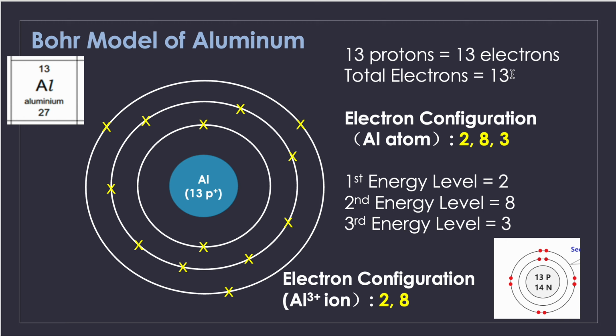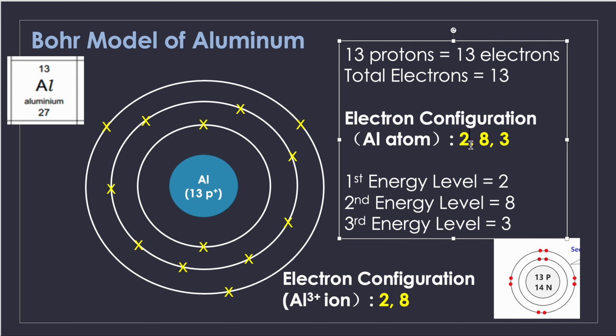You just follow the sequence 2, 8, 8, 2 until you complete 13. So you have 2 maximum, then 8, that's going to give you 10, and it's also a maximum, but you still need 3 more. So you just move on and do 3. That means that this atom has 3 energy levels. In the first energy level, it has 2 electrons.